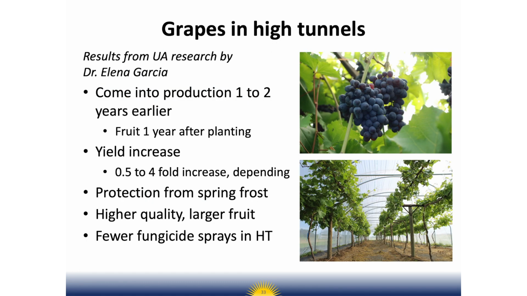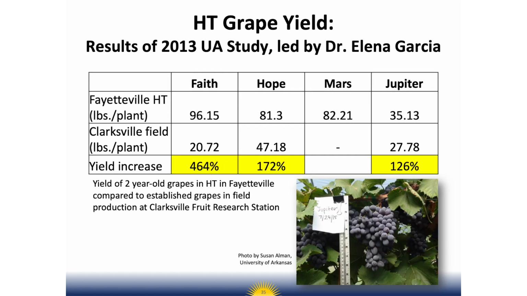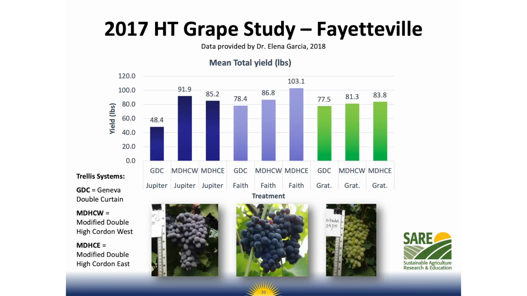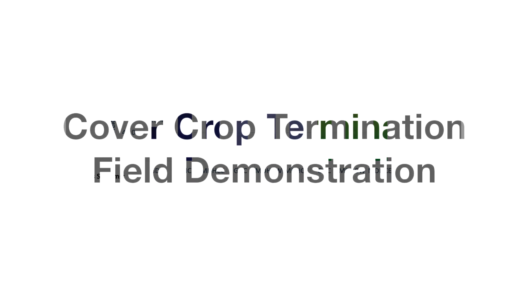It's really exciting. You're talking about table grapes coming into production 1 to 2 years earlier than grapes in the field. Yield increases of up to 4 times in the tunnel. And especially here in the humid Southeast, keeping the rain off the leaves of the grapes really helps with disease control. So you're looking at really reducing the number of fungicide applications you have to make. And just look at these pictures of those grapes. I mean, isn't that beautiful, right? So pretty. If you're interested, check out the publication, and I'd be happy to talk.